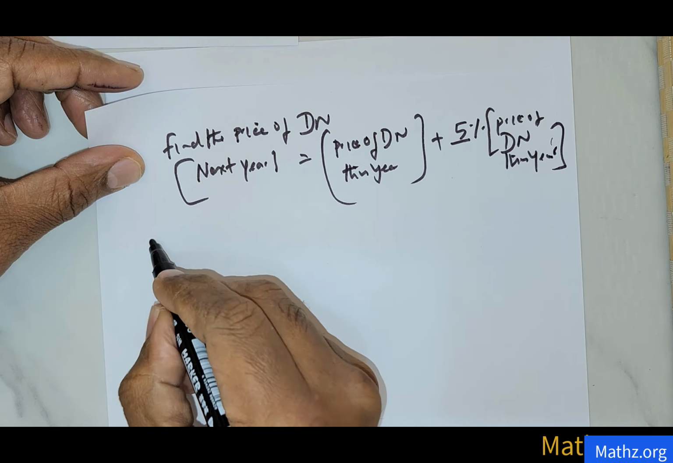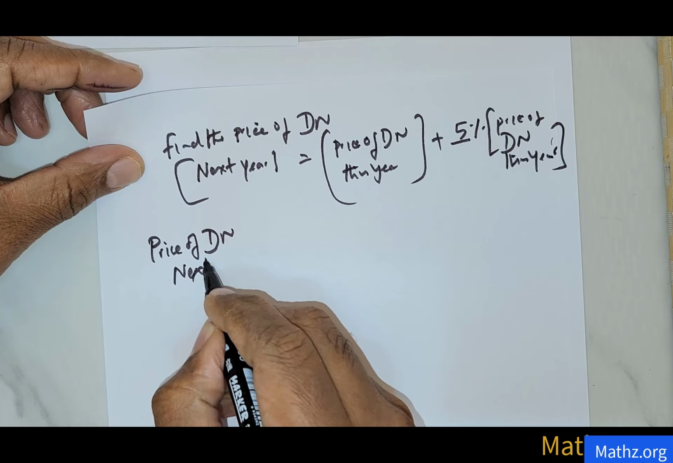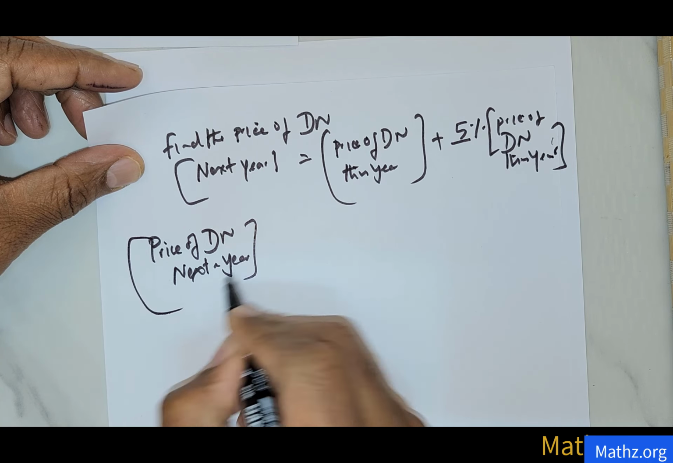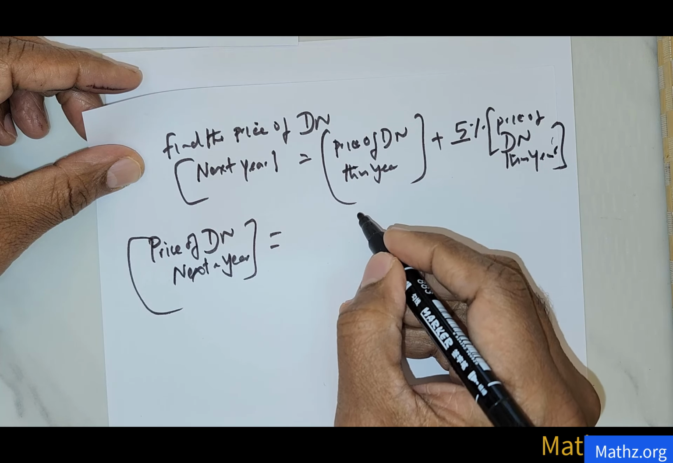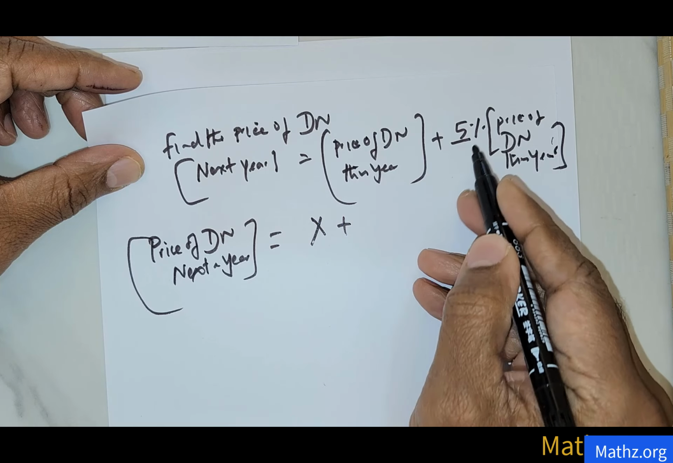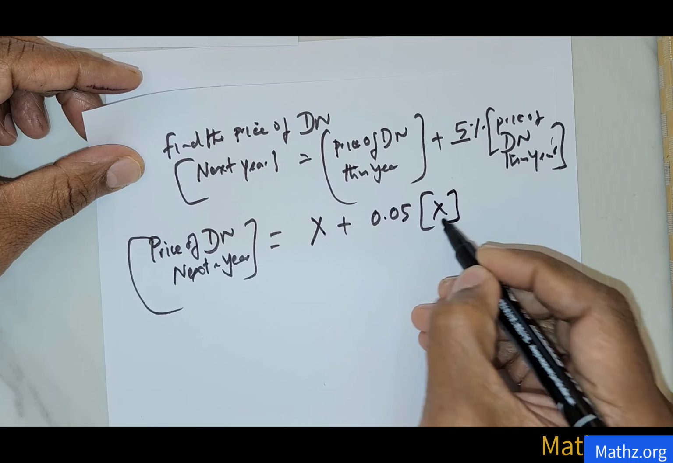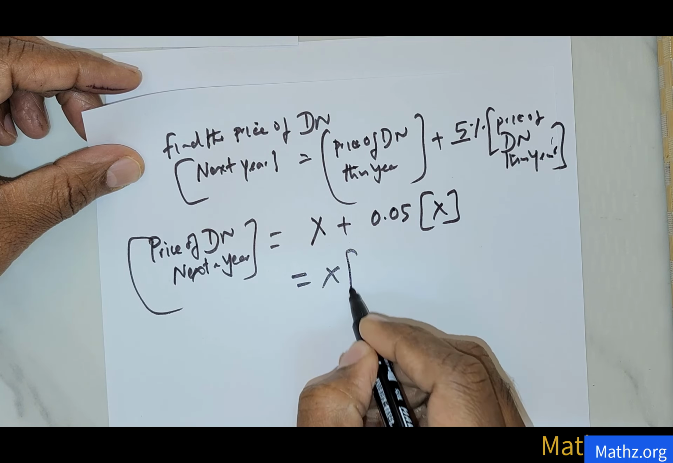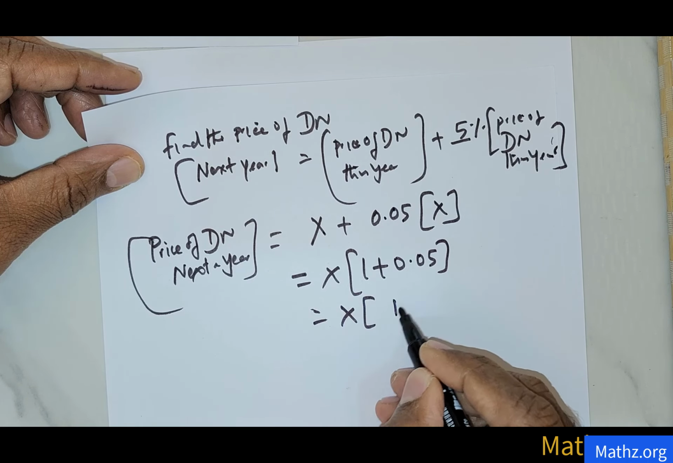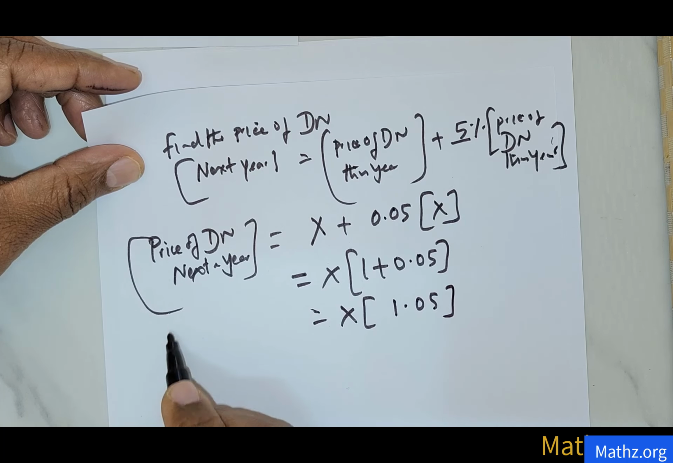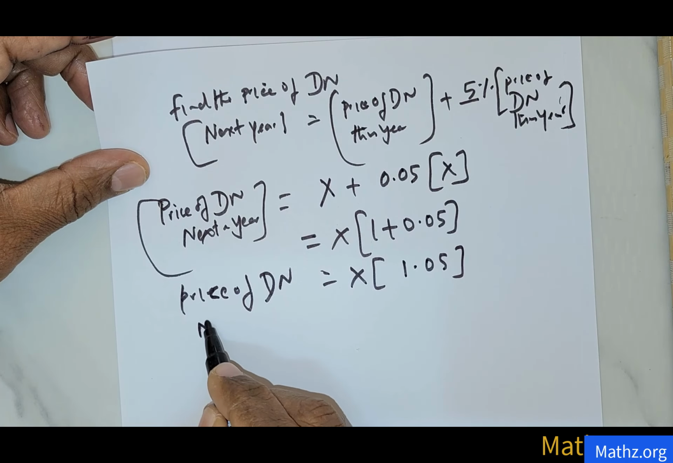Now let me solve this. This is going to be what? Price of diamond necklace next year, and that is going to be equal to, let me take the price of the diamond necklace this year to be X. This is going to be 5%, so 0.05 of the price this year. And I take X out, I get 1 positive 0.05, which means X times 1.05. So this is the price of the diamond necklace for next year.